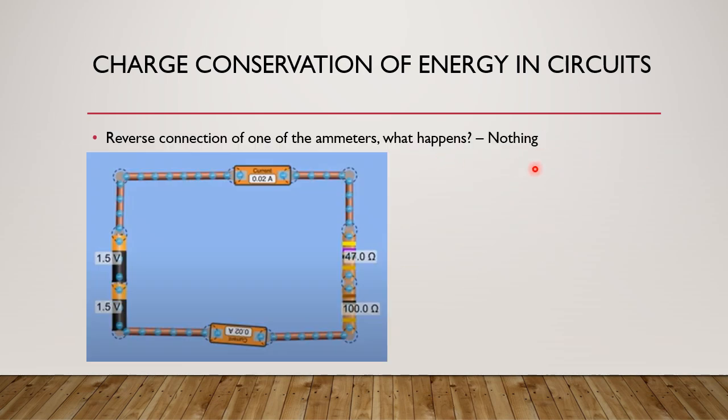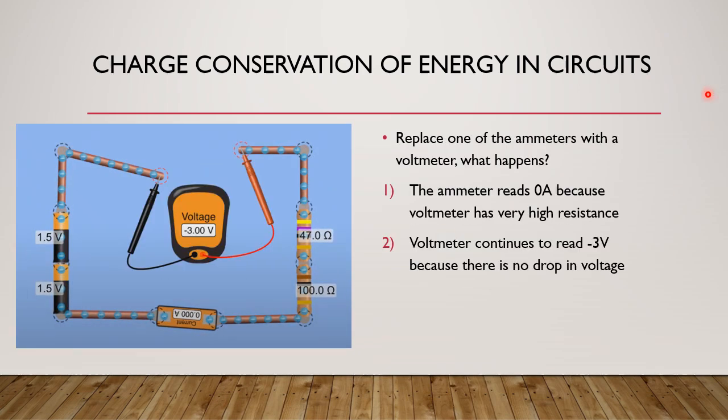So what happens when we reverse the connection of one of the ammeters? Essentially, nothing happens. It's going to be 0.02 and 0.02 here. So what if we replace one of the ammeters with a voltmeter? What happens? Well, essentially, the ammeter is going to read 0 amps or almost 0 because the voltmeter has a very high resistance. So very little current is actually going to get past the voltmeter and into this area. But the voltmeter is going to continue to read minus 3 volts because there's no drop in voltage.